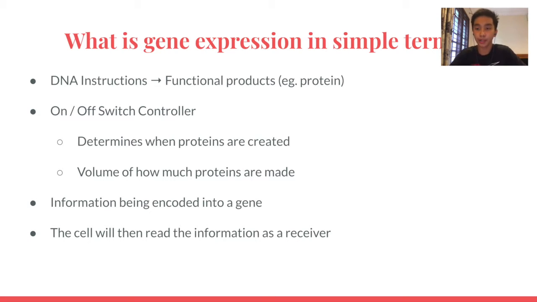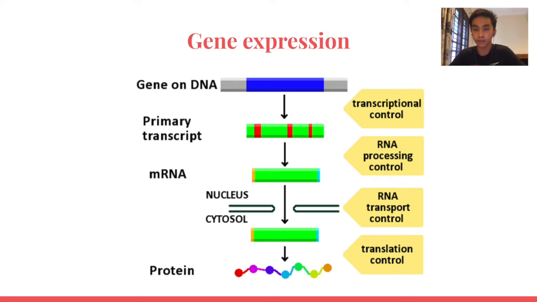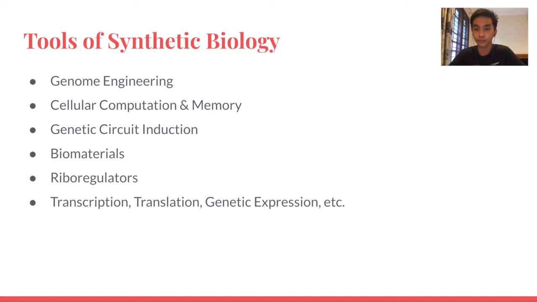Gene expression in a singular term would simply be when DNA instructions are converted into products such as protein. It's able to act as a switch when generating protein, as well as control the volume of protein being made. As shown in the diagram, it is the process in which the encoded information in a gene is used in order to assemble the molecule of a protein.